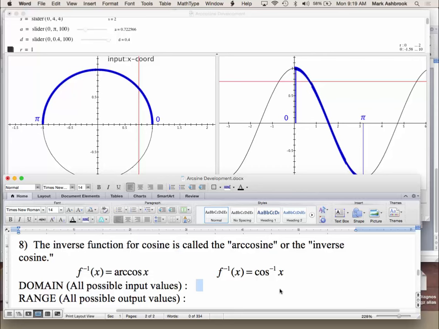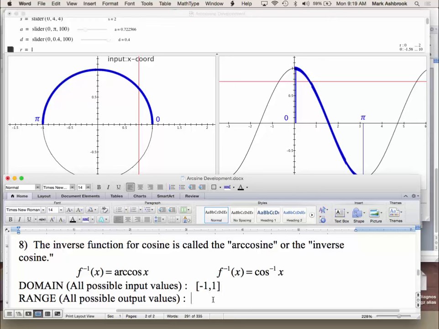Okay, somebody new. What are all possible input values into arc cosine? It's the least and the greatest. What's our domain? He wants -1 to 1. Yep, that's it.